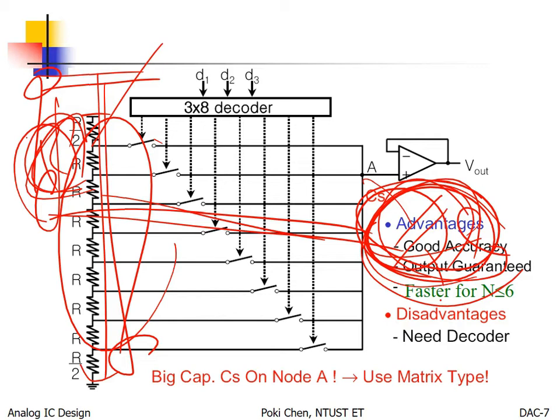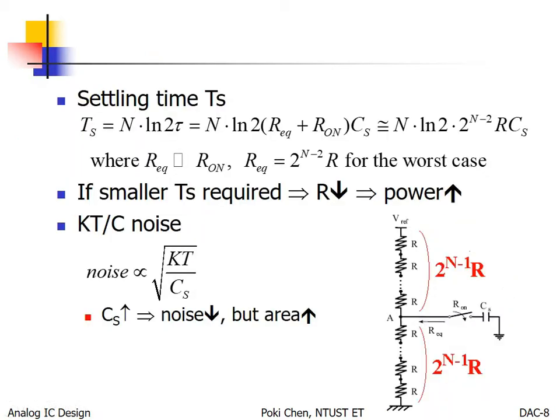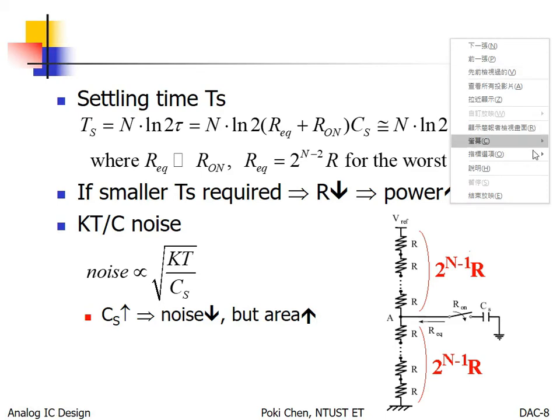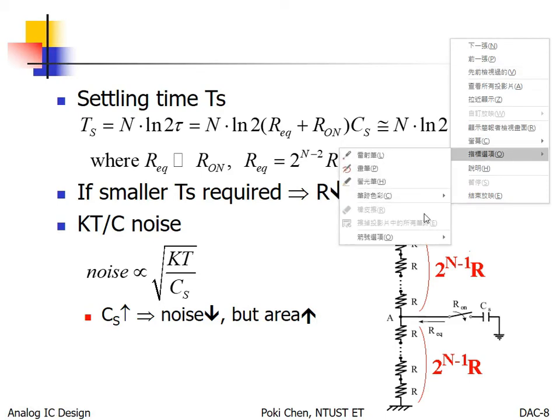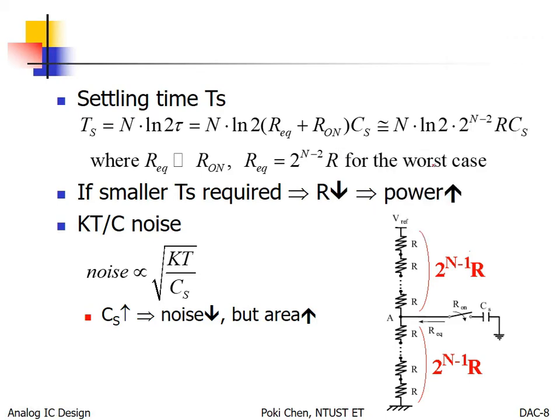Okay, let's go further. Use matrix type decoding. Yeah, but before that, I mentioned already we have RC structure for charging, right? So for the charging operation, we need to know the time constant. What is time constant? Actually, it is RC.